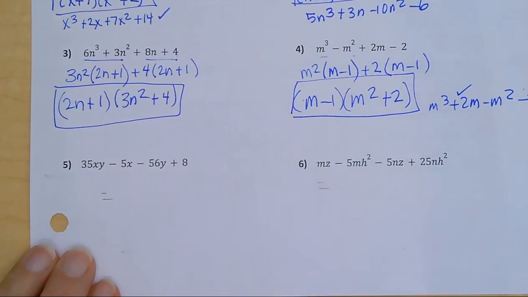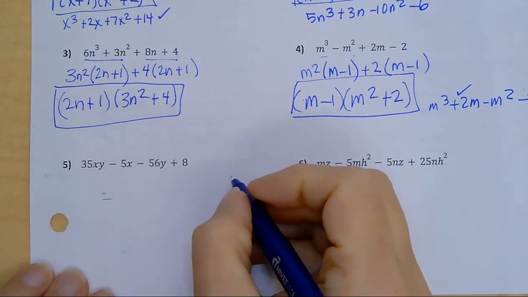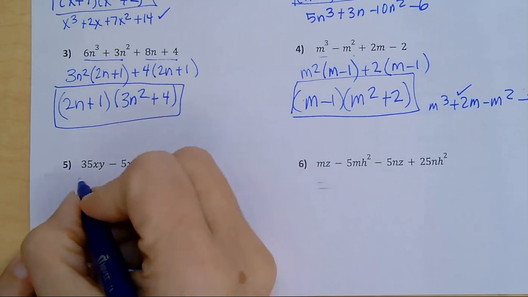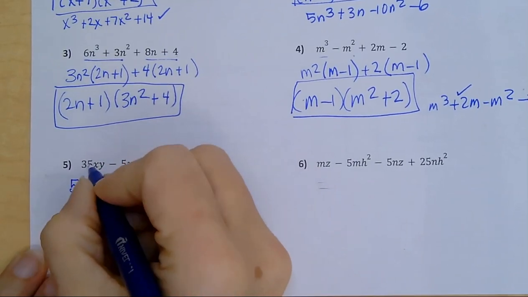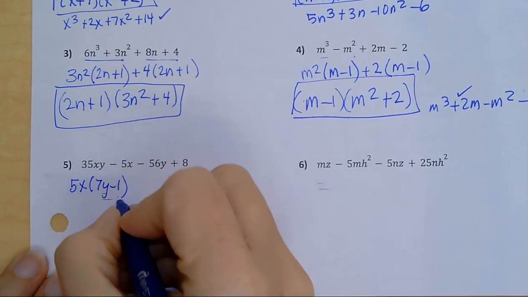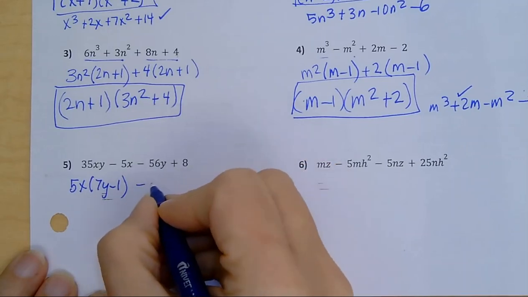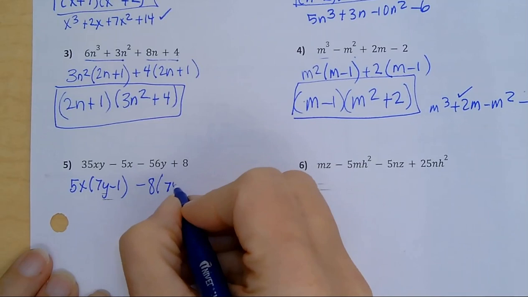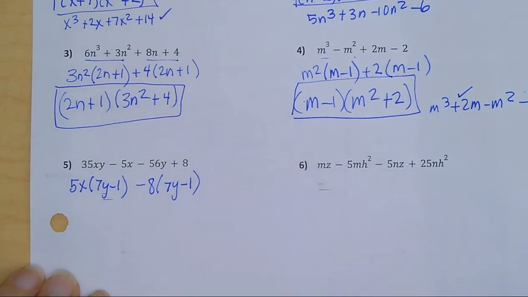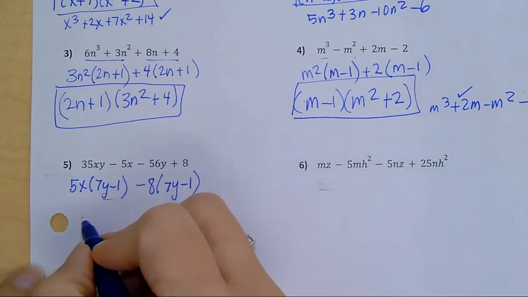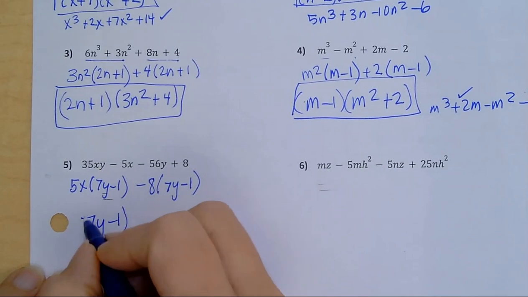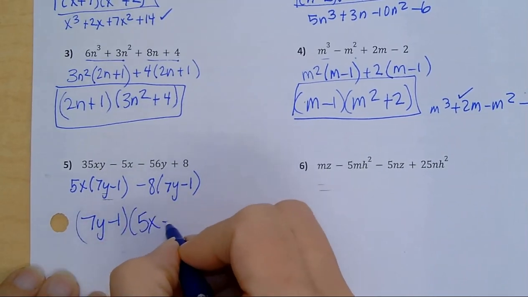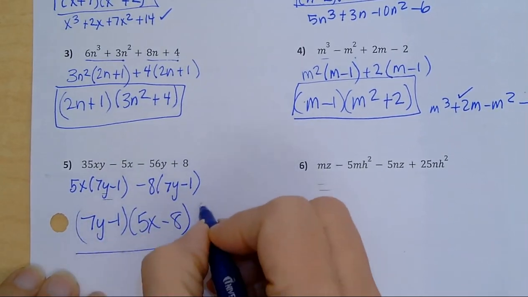35xy minus 5x minus 56y plus 8. I can't take anything out of all 4, so let's pull 5x from these two and get 7y minus 1. And let's pull negative 8 from these guys, and I'm left with 7y minus 1. Okay, so 7y minus 1 times 5x minus 8. That's going to be my answer.